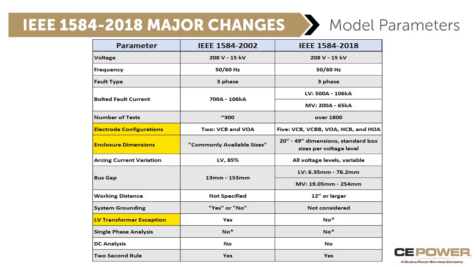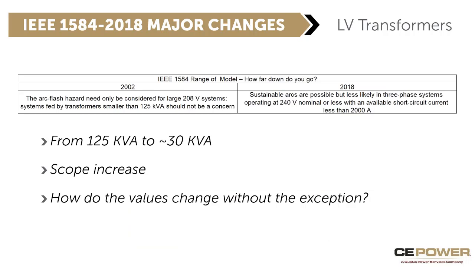And so with that, we'll move to the first major topic of the presentation, which is the low volt transformer exception. So this has gone away. And so I'm going to read the verbiage from the 2002 and the 2018 and we'll compare. So 2002 said the arc flash hazard need only be considered for large 208 volt systems. Systems fed by transformers smaller than 125 kVA should not be a concern. And so this was great because what this meant is that you didn't have to model individual components down below a 125 kVA transformer. So this statement doesn't exist in 2018.